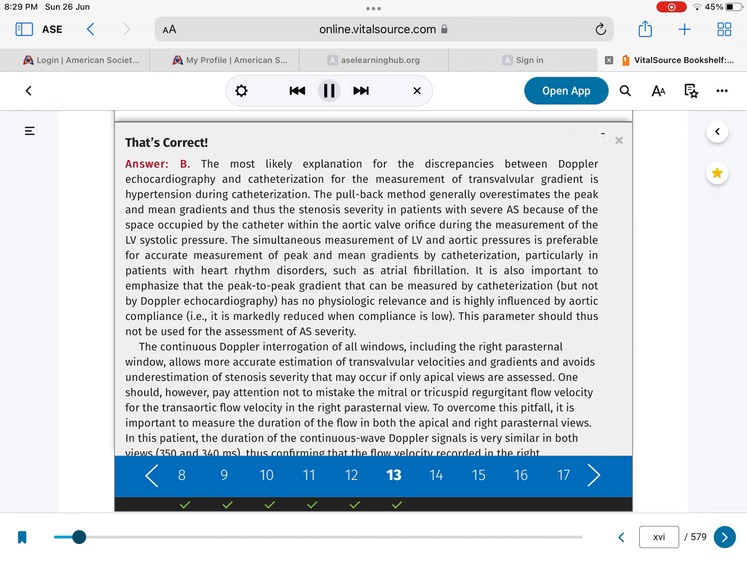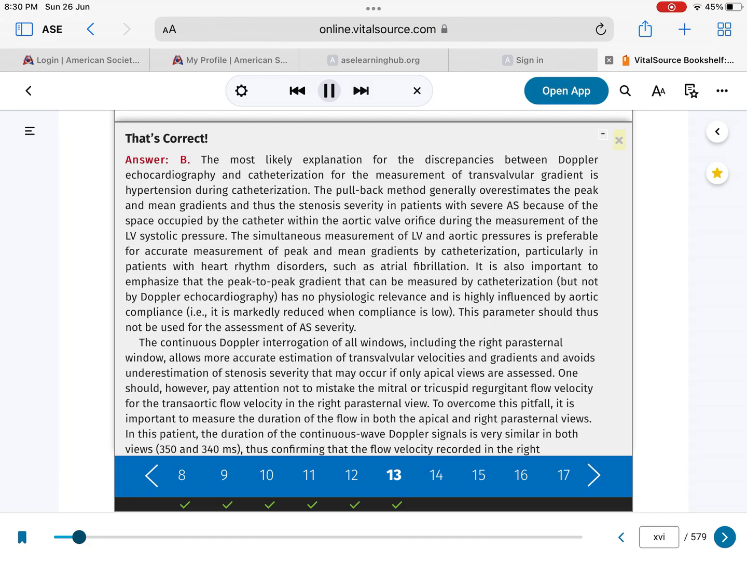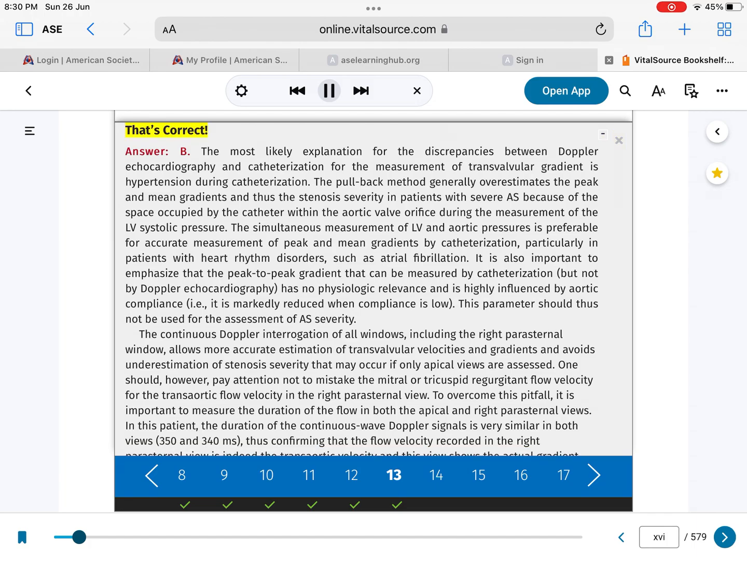A. The phenomenon of pressure recovery downstream of the aortic valve is responsible for the lower gradient measured at catheterization versus at echocardiography. B. Hypertension during catheterization has resulted in an increase in LV afterload and a reduction in transvalvular flow and gradient. C. The pullback catheterization method underestimates the value of transvalvular gradients obtained by echocardiography. D. Doppler echocardiography from the right parasternal window overestimates the transvalvular gradient and only the gradient from the apical window should be used. That's correct. Answer. B.